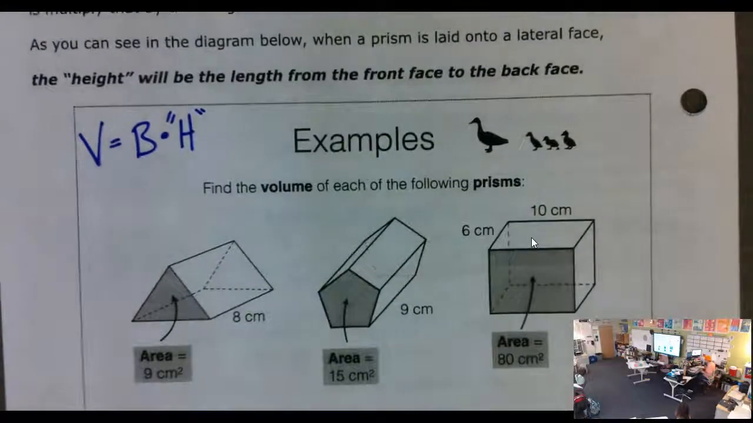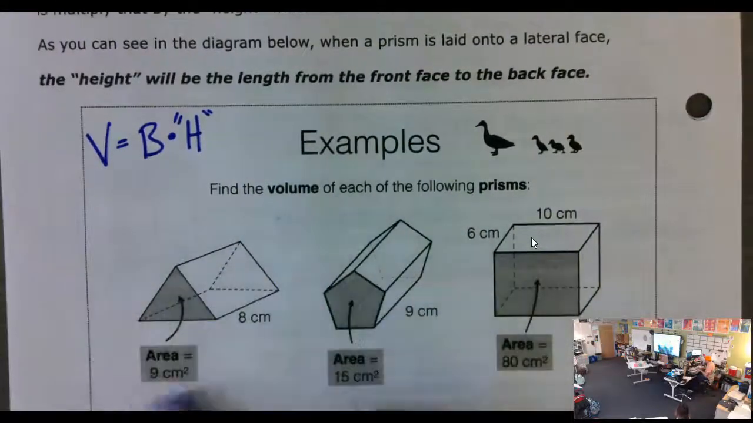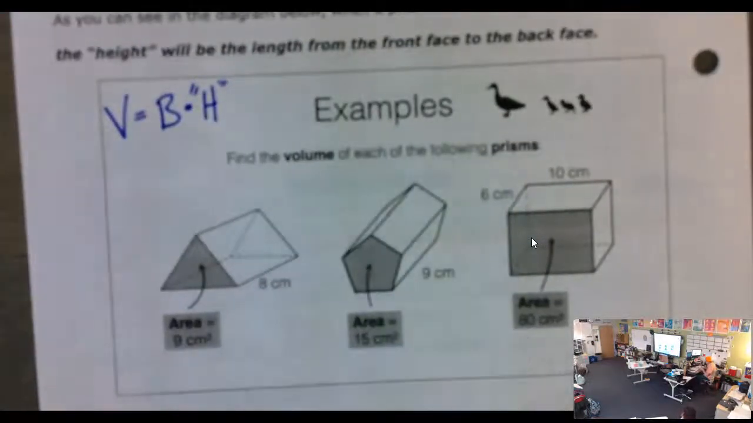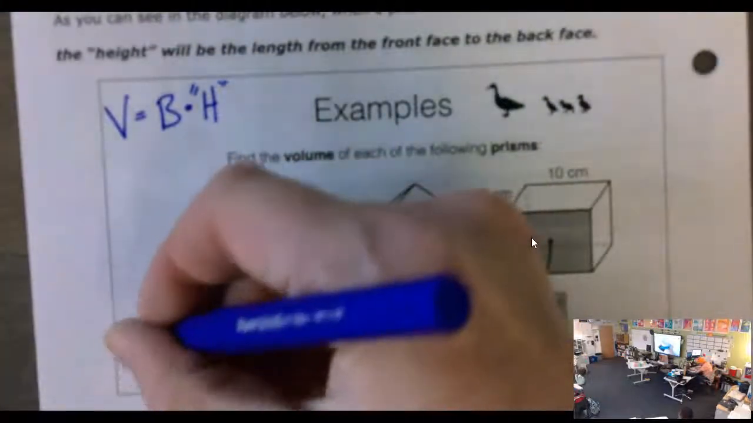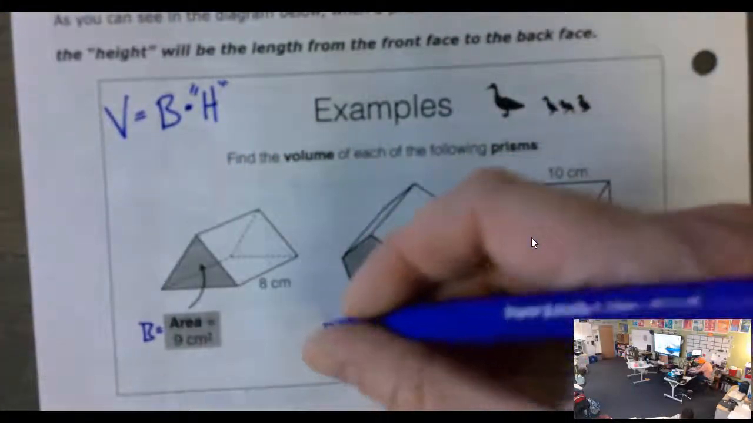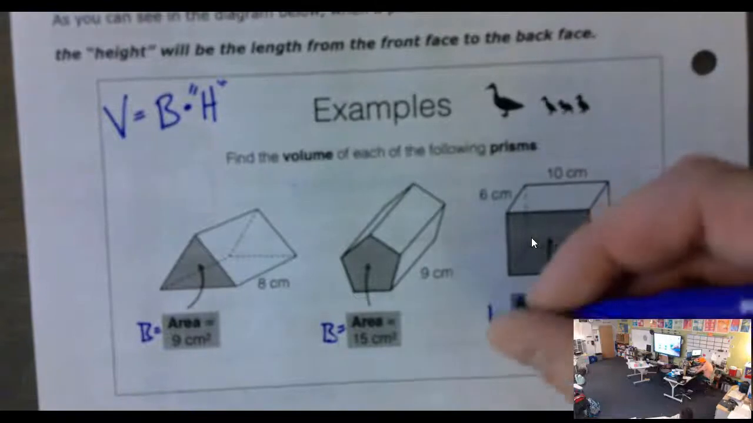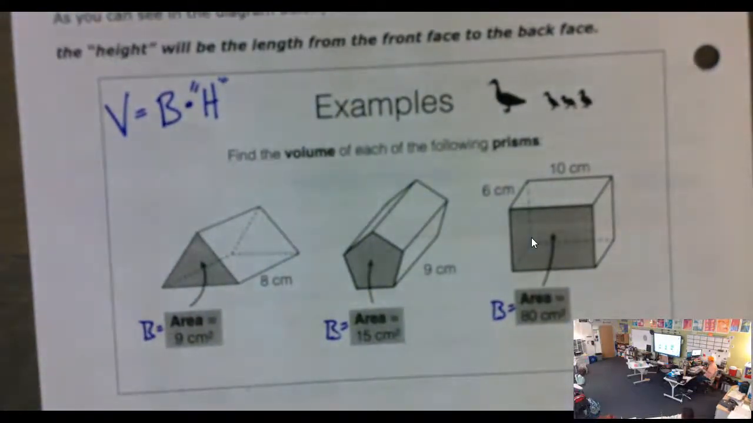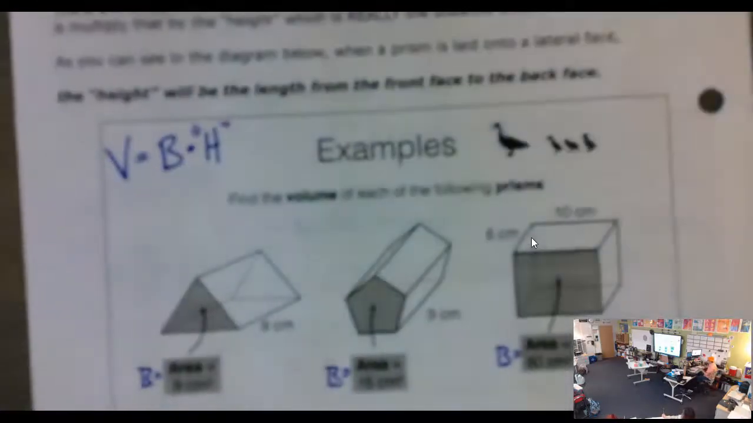So, what nerd would like to help me solve this? Do I need to figure out the area of the triangle? They did it for us! This is big B. This is big B. They gave us big B here. They gave us big B here. Because they tell us the area. But notice, it's not the bottom. It's not the bottom.